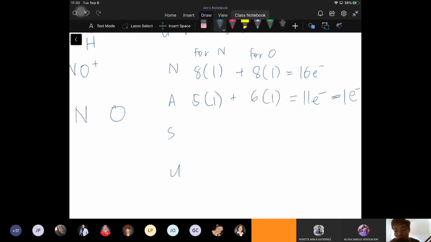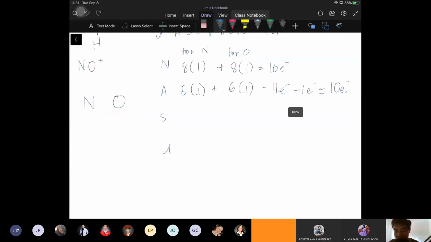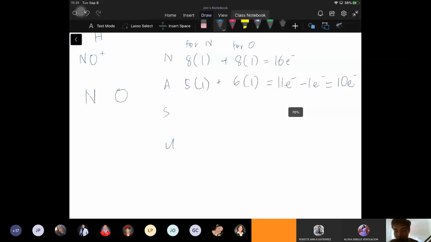Kasi remember, the reason why we have charges is that may mga electrons na nawala kasi or nadagdag. Again, positive 1 yan. So that means may nawalang isang electron. Sa NASO rule, all we have to do is to subtract that lost electron. Minus 1 electron. So we will have 10 electrons na lang pala. No? So 10 electrons. Hindi na siya 11. Ito yung good thing with NASO rule. No? You can check kung ano yung nangyayari sa electrons by just looking at the charges. And with that, okay na tayo sa A.